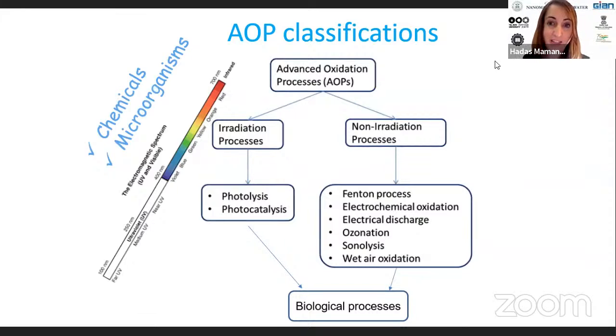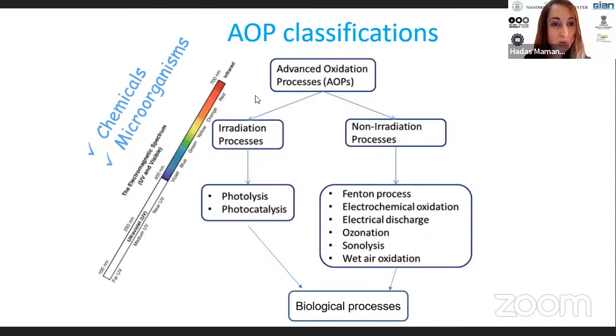When we subdivide the different advanced oxidation processes, we have irradiation. We can subdivide AOPs into different types of classifications, and it really depends. I like to classify according to radiation, because my expertise is UV radiation. We can subdivide into radiation-based processes such as photolysis and photocatalysis, and non-irradiation-based processes such as Fenton, electrochemical, electrical discharge, ozonation, sonolysis, and wet air oxidation.